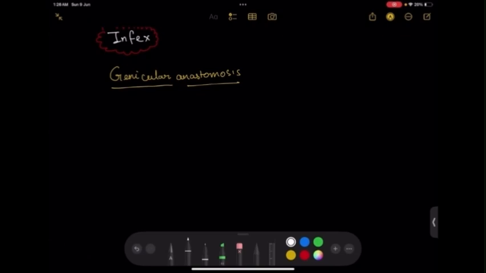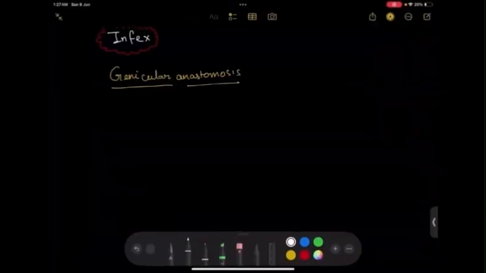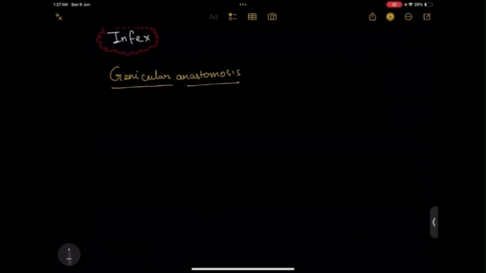Okay, guys, so today we are going to talk about the genicular anastomosis. Before approaching it, let us first draw a diagram of the genicular anastomosis. The best diagrams are given actually in AKD, so we are also going to draw the diagram of that quickly. We are using the AKD as reference.